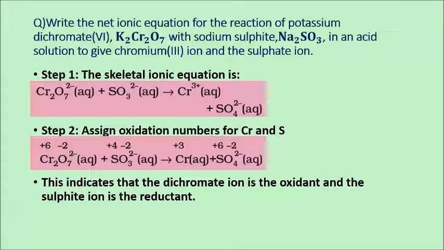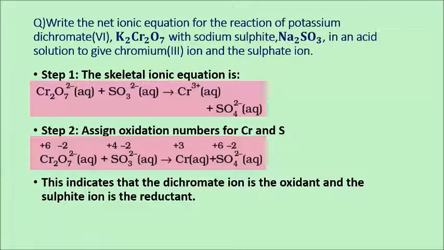Now, from these oxidation states, what can we understand? The dichromate ion is the oxidant and the sulfite ion is the reductant. With this, we can understand where the oxidation has taken place and where the reduction has taken place. We have learned the definitions of oxidation and reduction in terms of oxidation number. When there is an increase in oxidation number, it is oxidation. When there is a decrease in oxidation number, that is reduction.